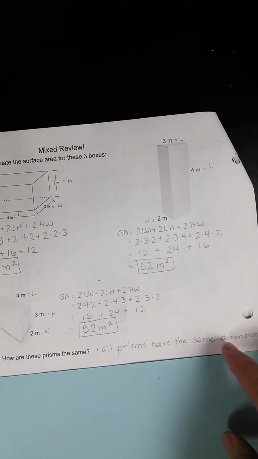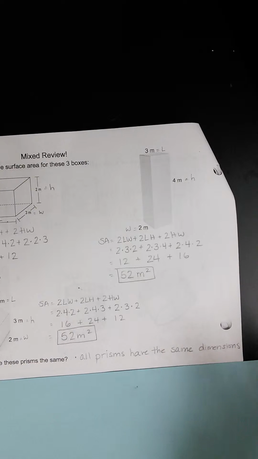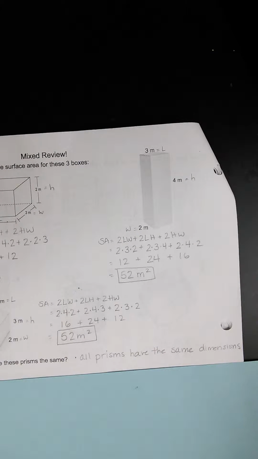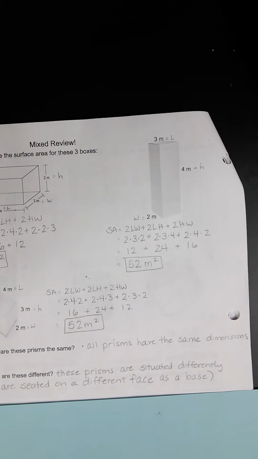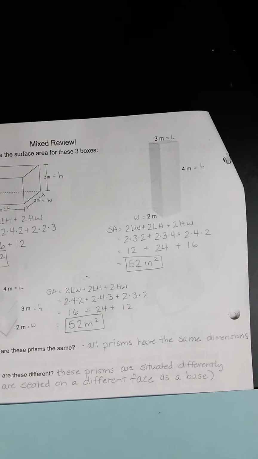They're actually the identical, same box or whatever, prism. They're just laying on a different side to be its base, or a different face to be its base. And that's what this one kind of says. How are they different? These prisms are situated differently. They are seated on a different face as a base.